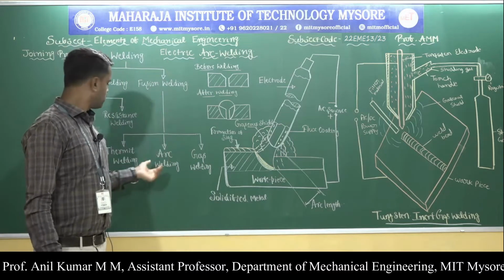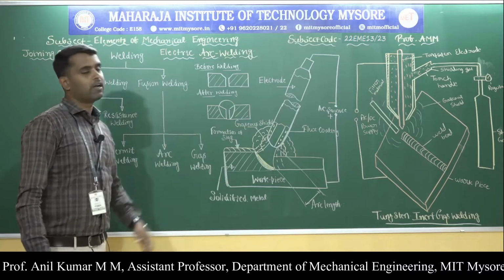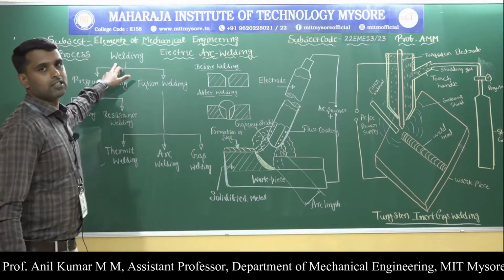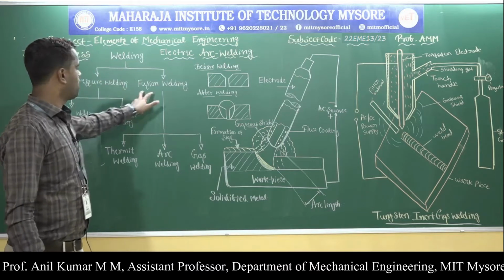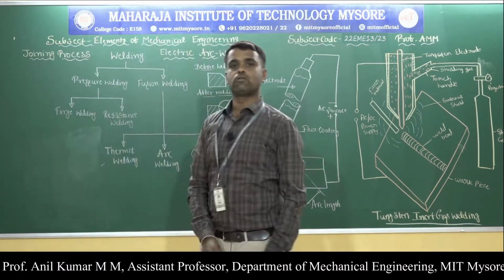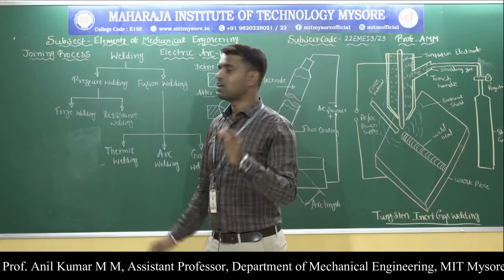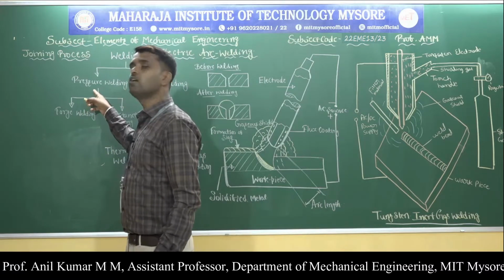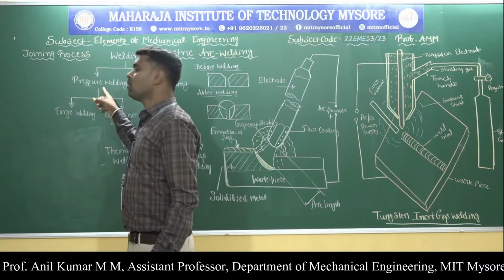For example, fusion welding includes arc welding, thermite welding, and gas welding. The welding is classified into two types: pressure welding and fusion welding. In pressure welding, we heat the edges of the two metal pieces to a plastic state, and then apply external pressure, forcing them together without using filler material.